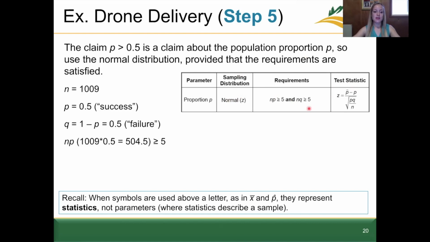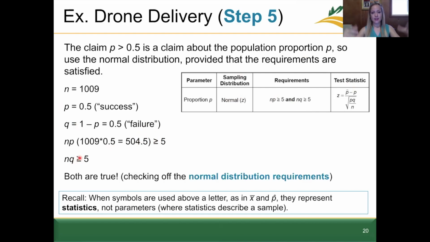So N times P, 1009 times 0.5, that's about 504.5. So that is greater than or equal to 5. Because my P and Q value are the same, I don't need to do this calculation again. I can just say that yes, N times Q is also greater than or equal to 5. Importantly, we check these requirements because we're dealing with a population proportion, so we want to see if we can truly treat this as a normal sampling distribution. So far in step 5, we've checked off these requirements. This is a normal distribution. We can treat it like one and then calculate the Z value.